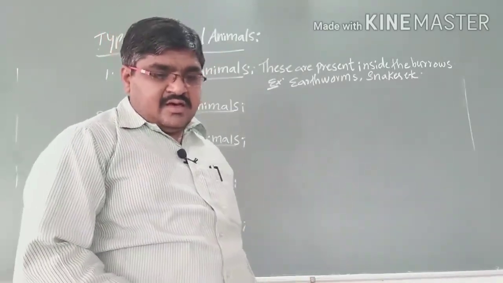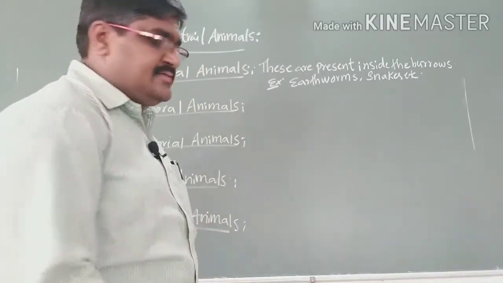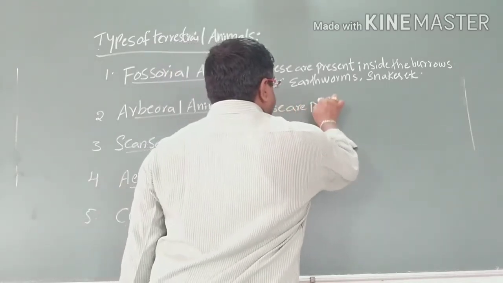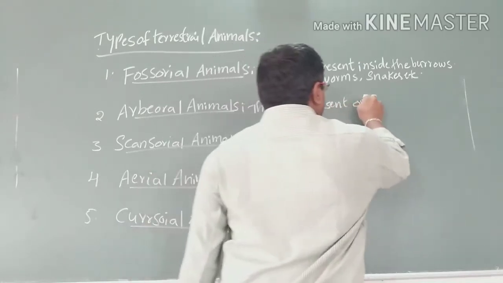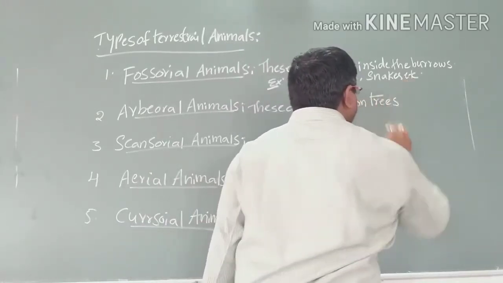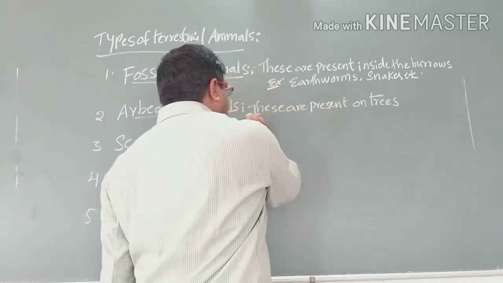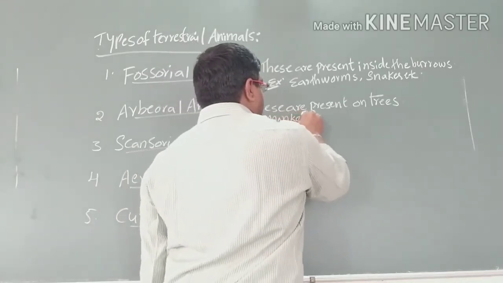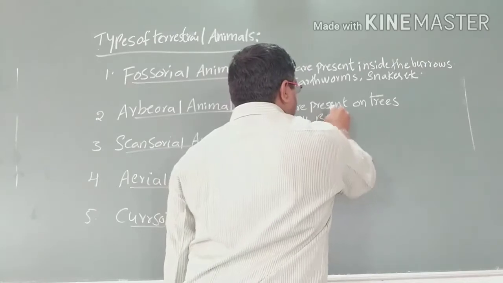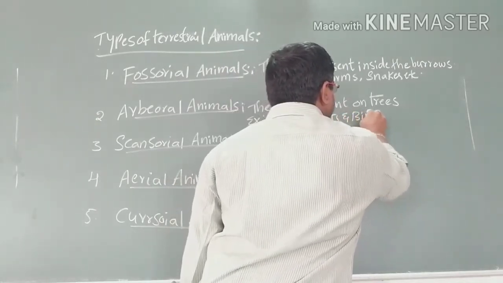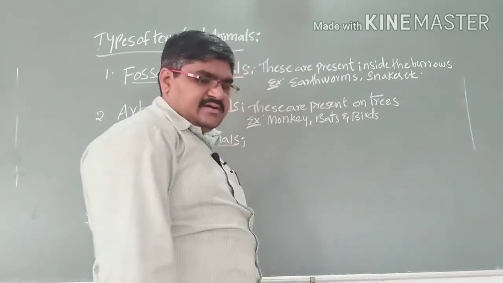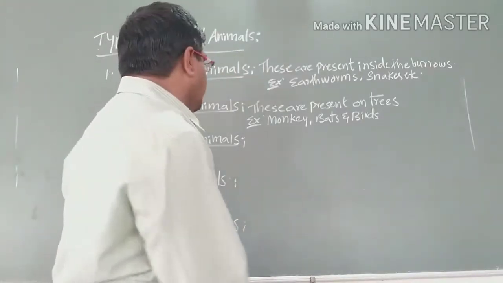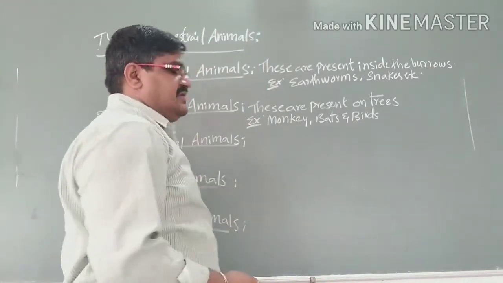Next, coming to the arboreal, these live on trees. If the animals are present on trees, for example, we can take monkeys, bats, and birds. Monkeys, bats, and birds are examples of arboreal animals, that means they are present on trees.